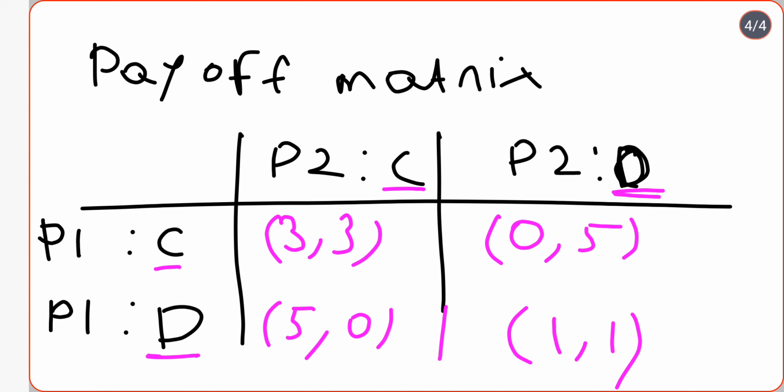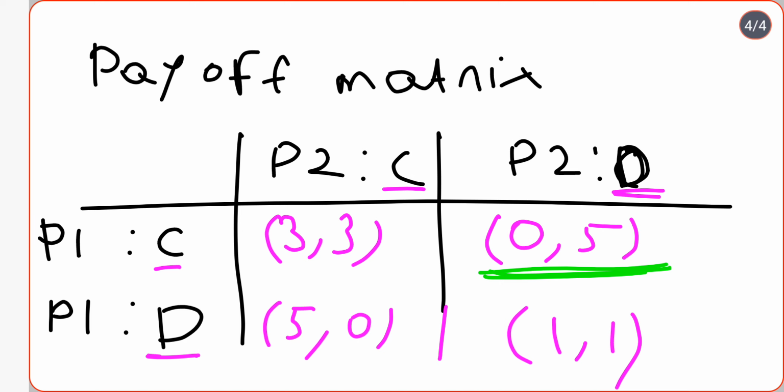If player 1 cooperates and player 2 is denying, then we are here. This is the payoff. In that payoff, player 1 gets 0 years of imprisonment, which means he is free, but player 2 gets 5 years of imprisonment.